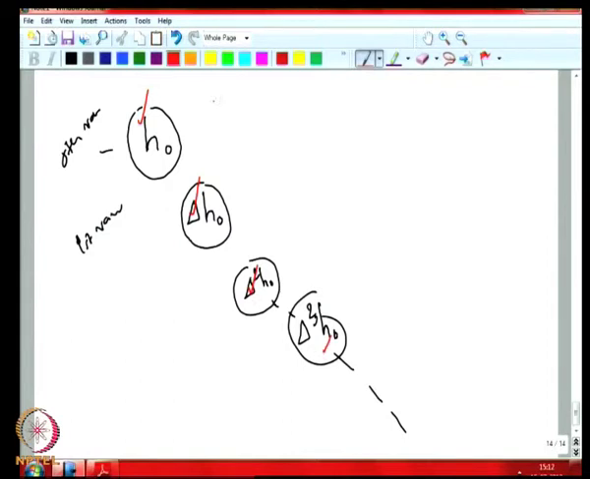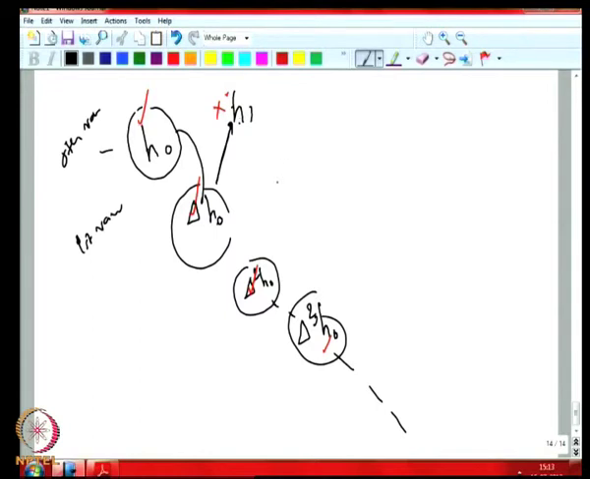How can I write it? First, I know that this term is h1 minus h0. This h0 I know, so clearly I can create h1: delta h0 plus h0 will create h1. So this can be created by adding these two things. If I add these two things, I will get this. So this will be h1, because h1 minus h0 is this, so this plus this is this.